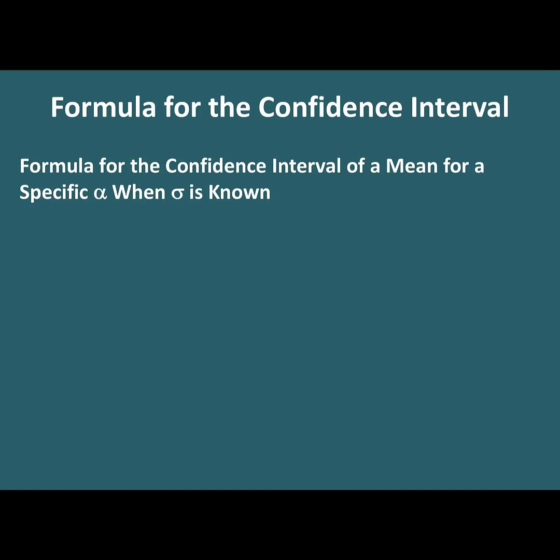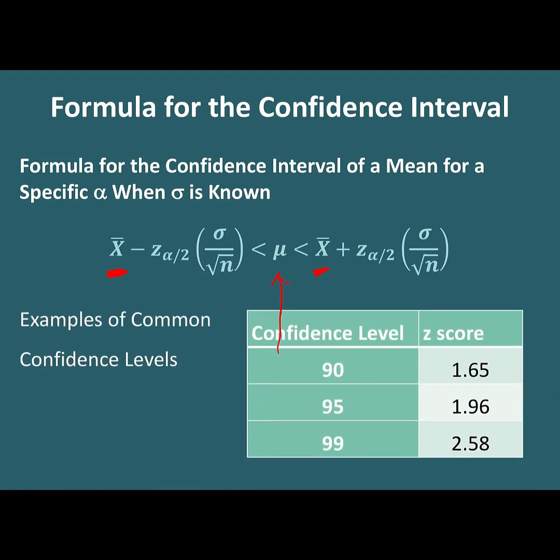Here's the formula for the confidence interval of a mean for a specific alpha when sigma is known. As you can see here, we use the compound inequality, where on the left side we have the sample mean minus the critical value of z subscript alpha over 2 times the sampling error, which is sigma over square root of n, and on the right side we still have the sample mean, but this time we add the same value. This compound inequality is used when we want to have some level of confidence that the mean is somewhere in between. Here are some examples of common confidence levels. As mentioned earlier, the 95% confidence level corresponds with the number 1.96.